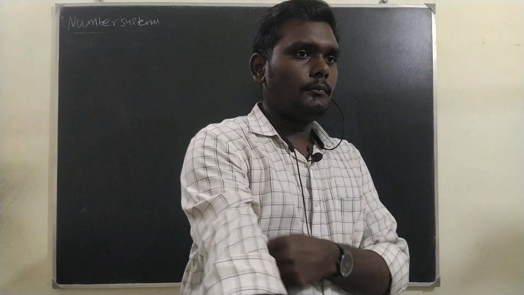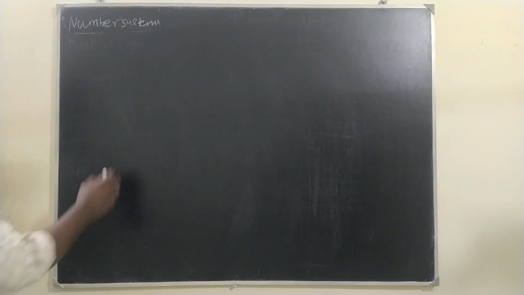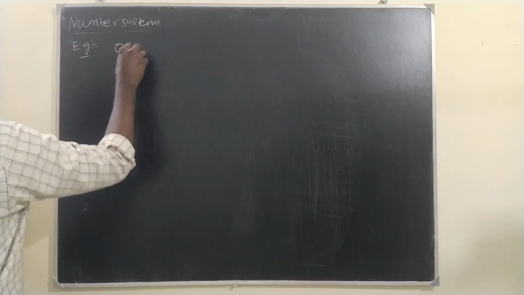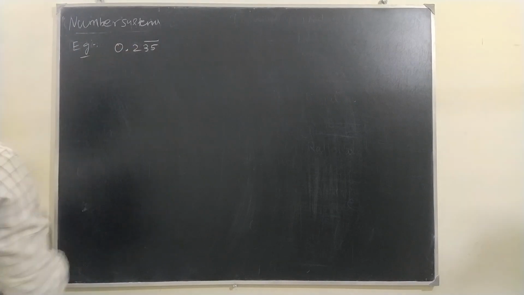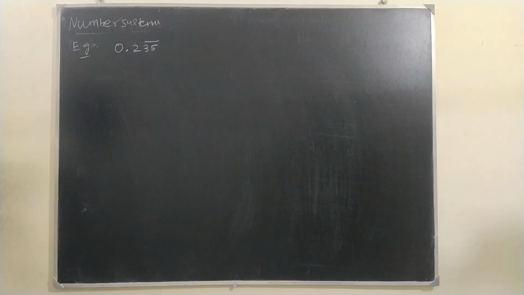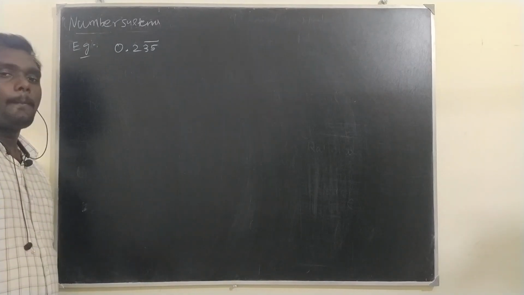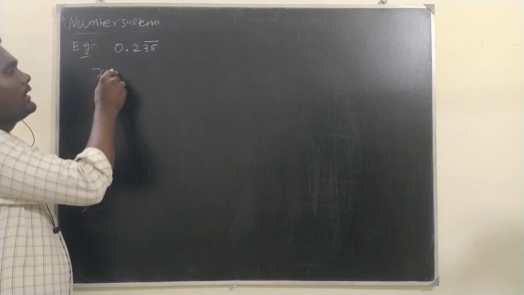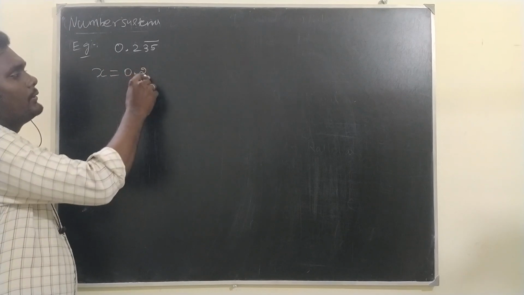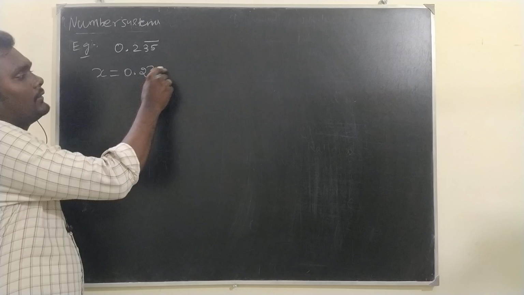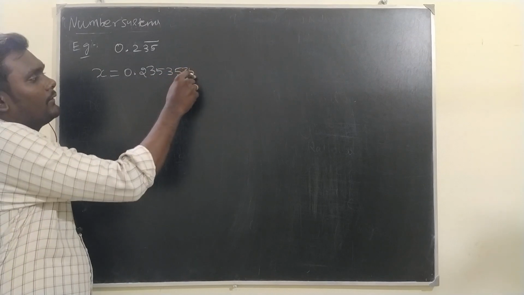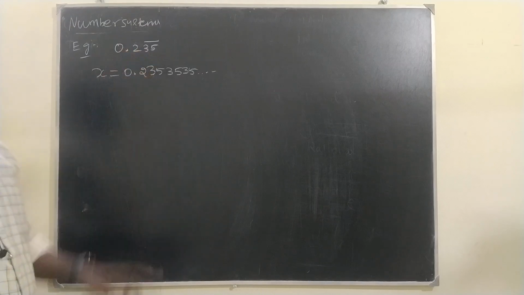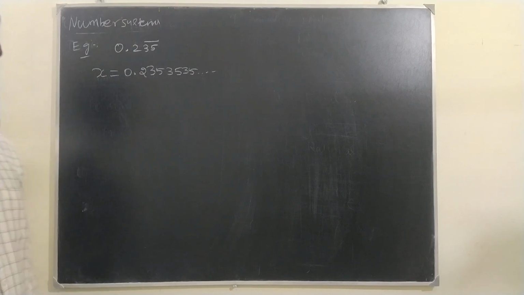Suppose some numbers are not repeating, for example 0.235 bar, meaning only 35 is repeating and the 2 is not repeating. In that case we take x equals 0.2, then 35, 35, 35. This block of numbers always repeats. Whatever comes under the bar, that block always repeats.